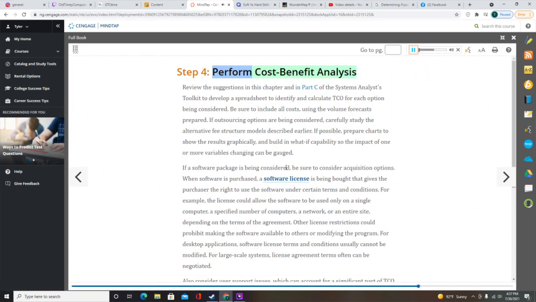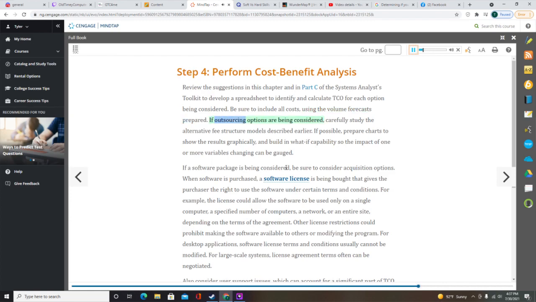Step 4. Perform cost-benefit analysis. Review the suggestions in this chapter and in Part C of the Systems Analyst's Toolkit to develop a spreadsheet to identify and calculate TCO for each option being considered. Be sure to include all costs, using the volume forecasts prepared.